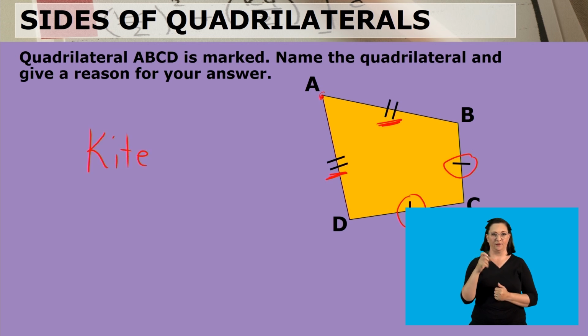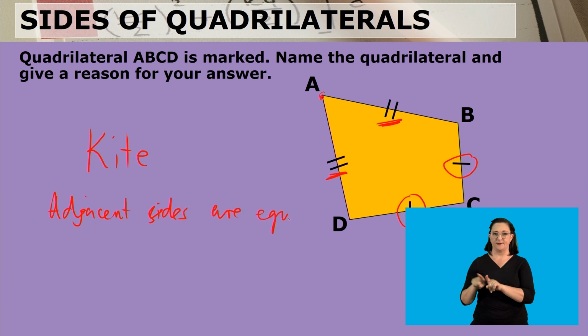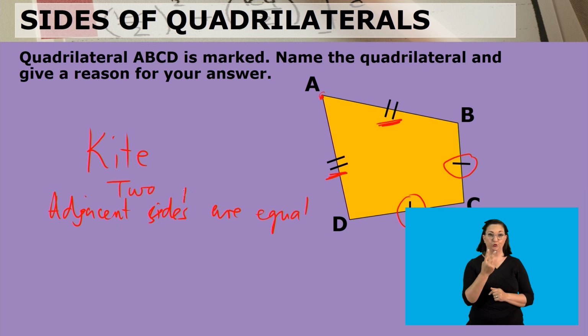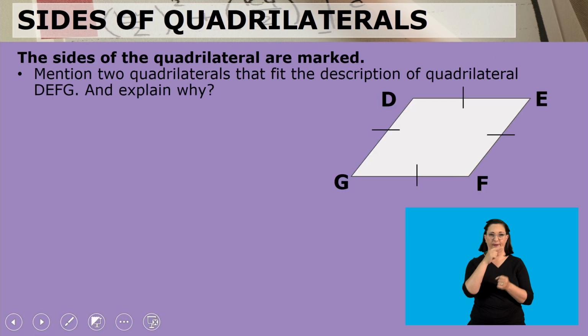Why do we say a kite? Because the adjacent sides are equal. But not only that, it's two pairs of adjacent sides that are equal. That's why it's called a kite. Let's look at the next one.